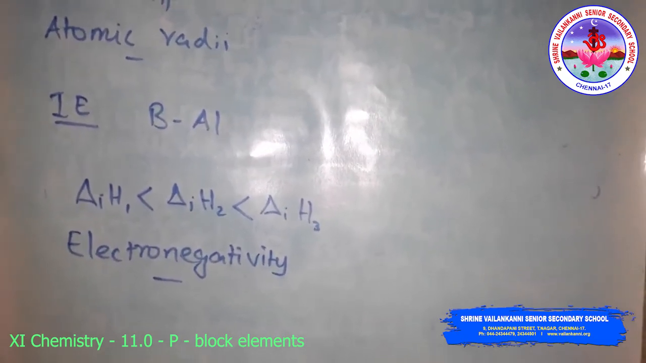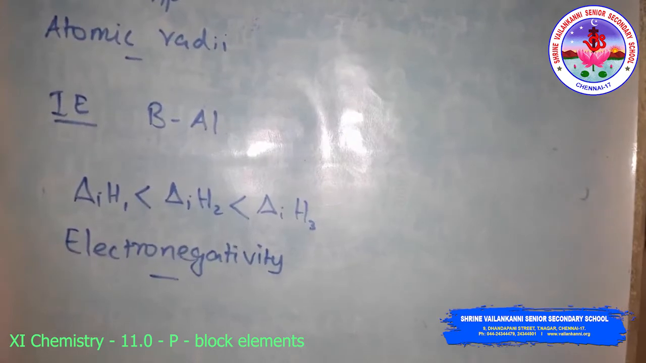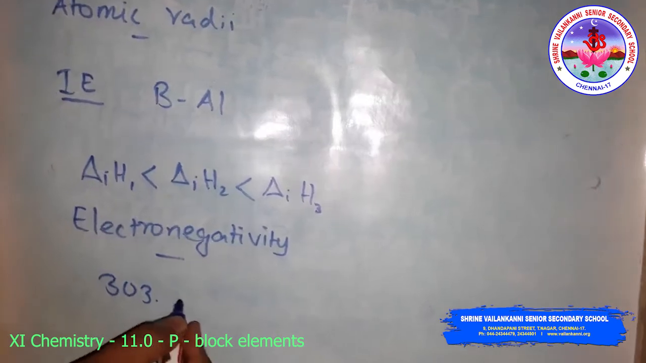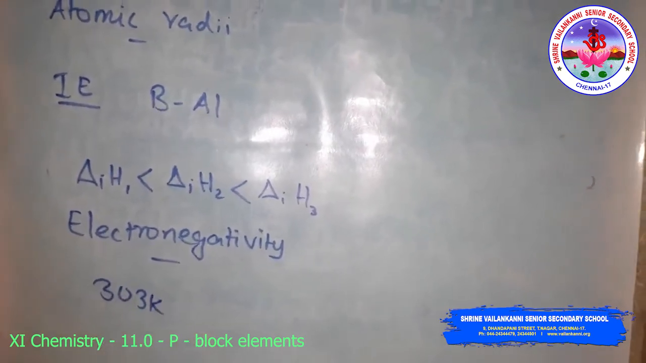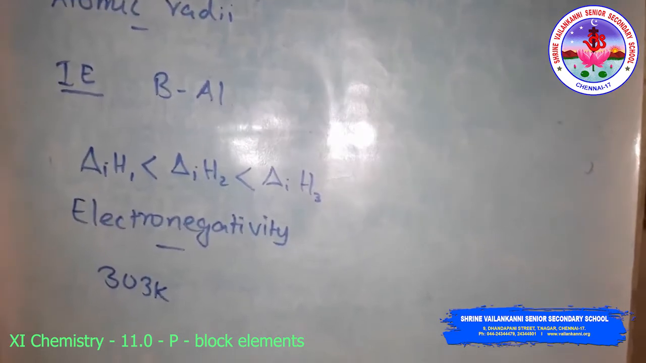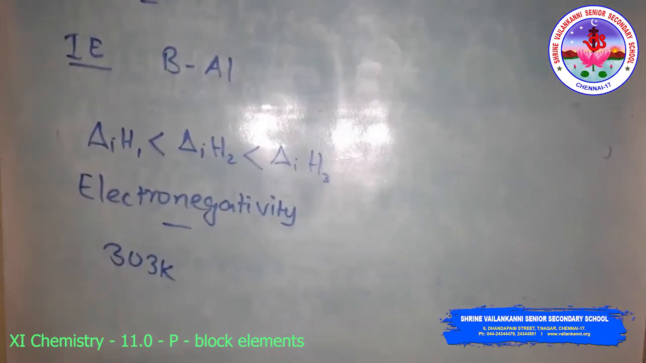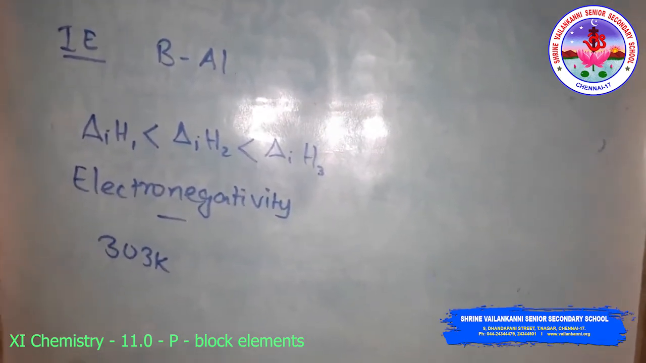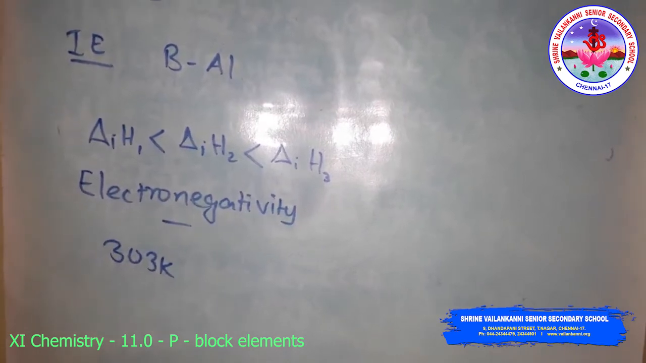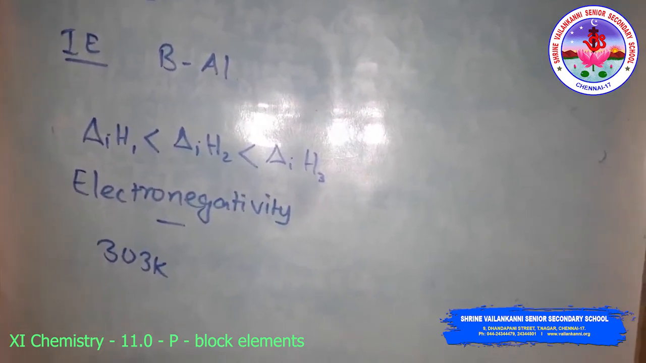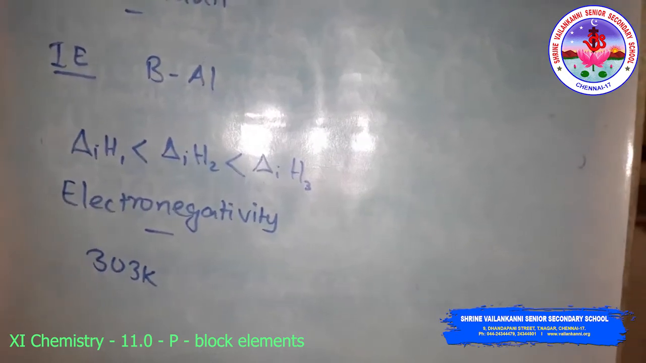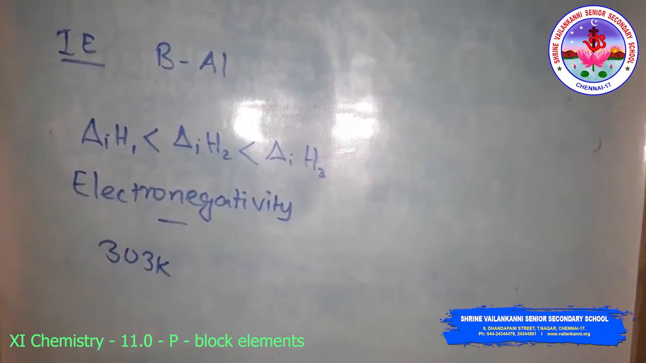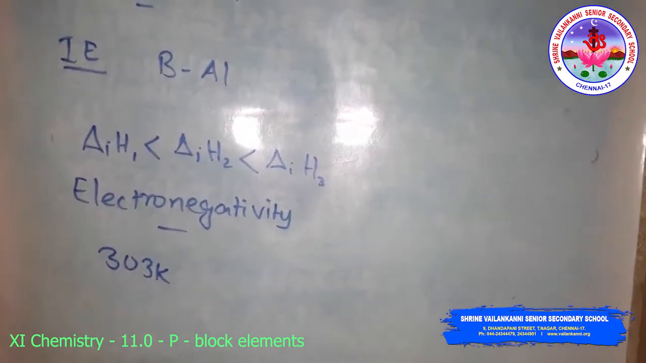It is worthwhile to note that gallium has an unusually low melting point of 303 Kelvin, so it could exist in the liquid state during the summer. Its high boiling point makes it a useful material for measuring high temperatures. The density of the elements increases down the group from boron to thallium.